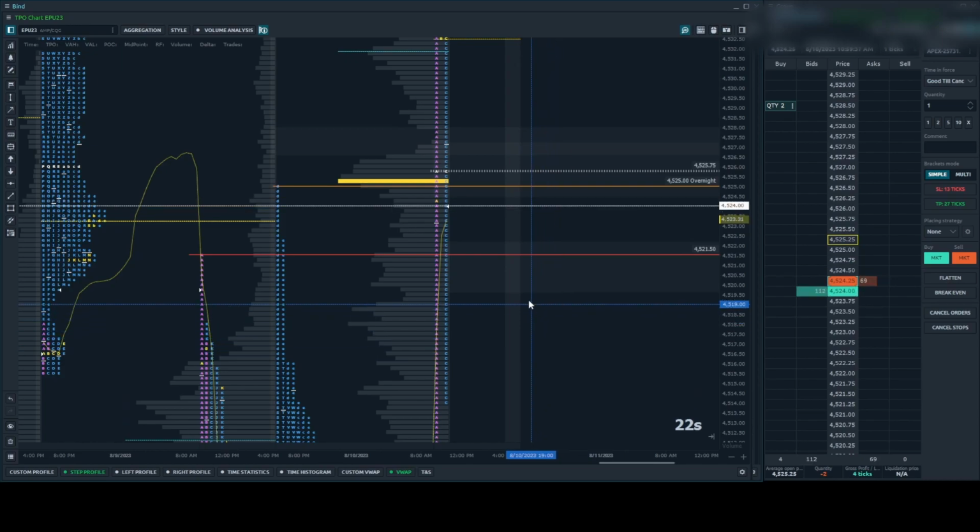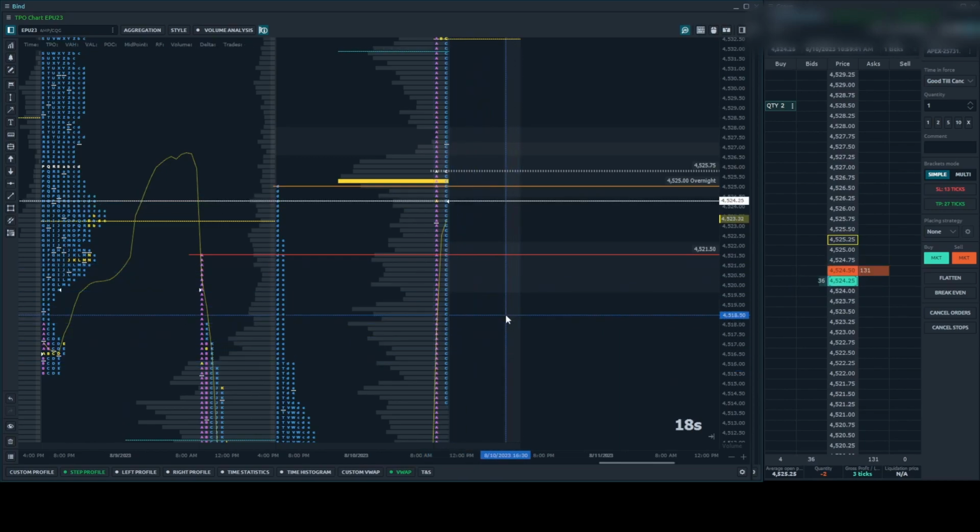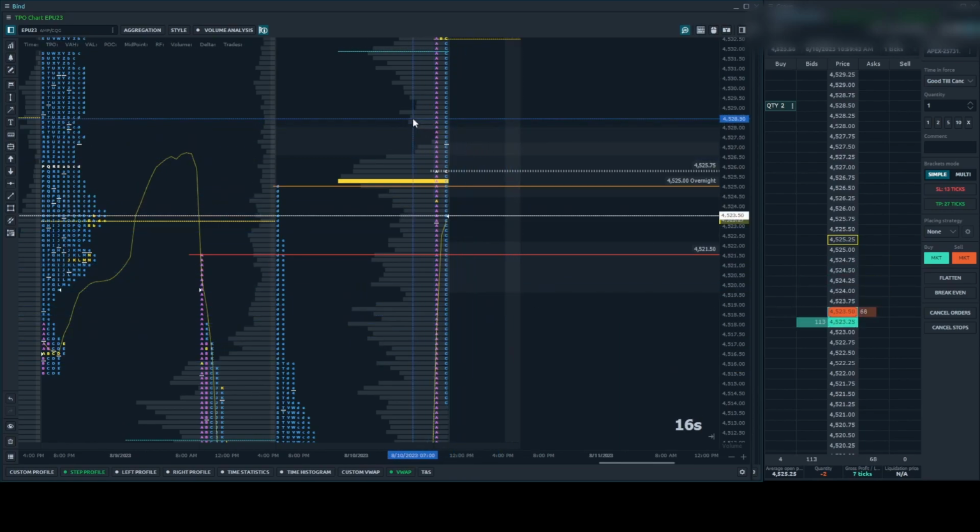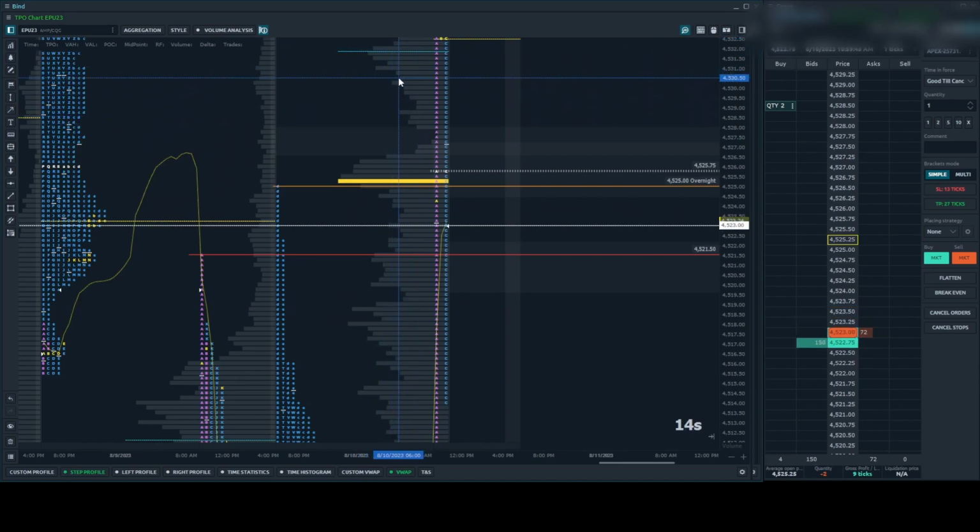I'm just looking for this to get back into this range. And what I don't want is any acceptance into this area. If we get up in here, I'll close the trade.